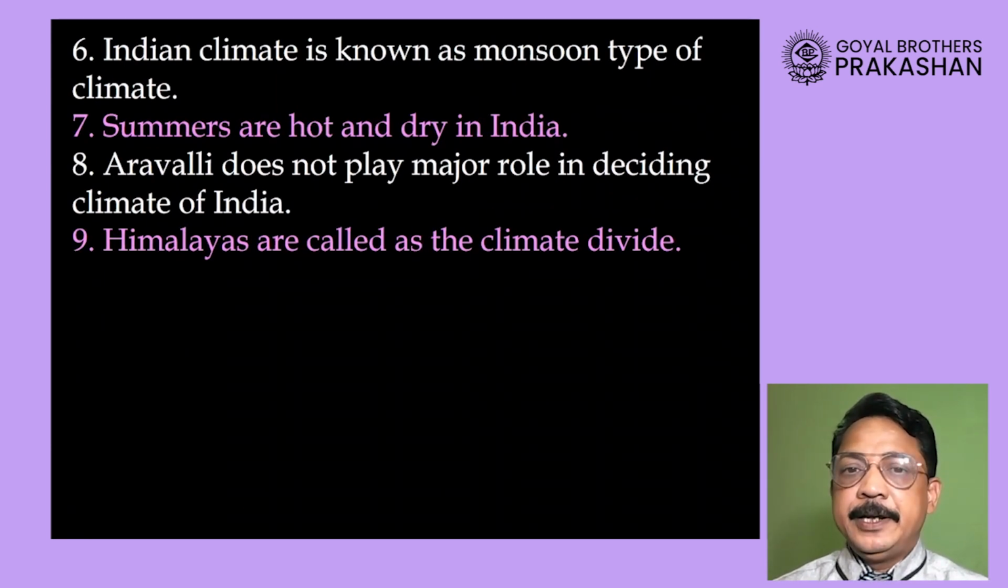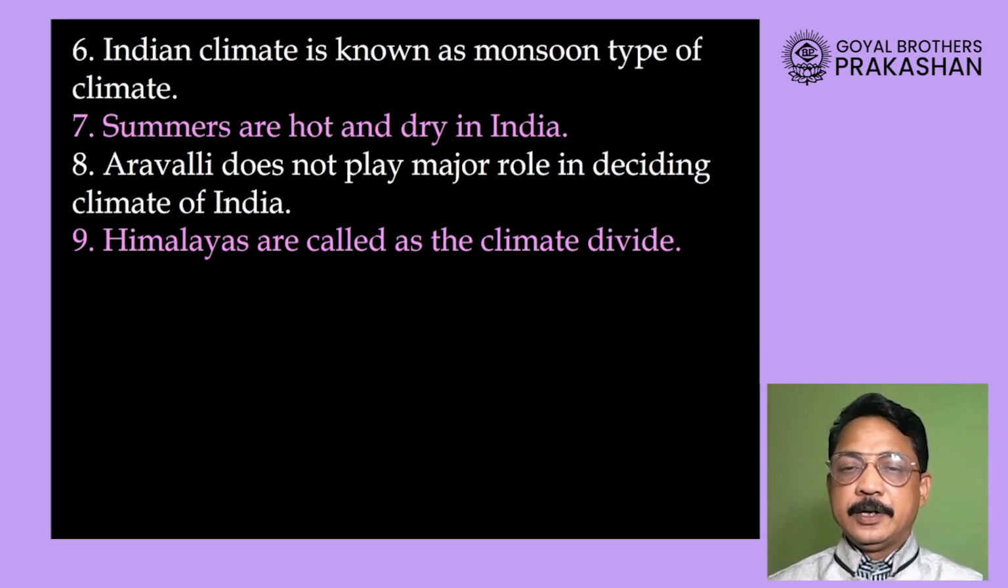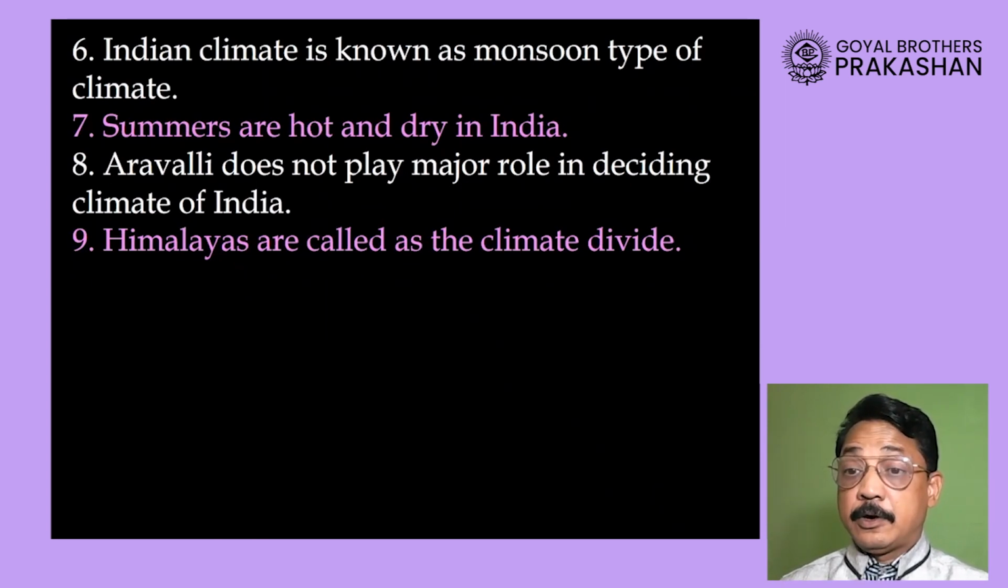The next question here is, summers are hot and dry in India. The reason, dear students, is that during summer the northward migration of the sun is going on, and because India is located in the northern hemisphere, the condition will be hot. Also, a major part of India lies in the tropical zone and subtropical zone. Therefore, it is hot.